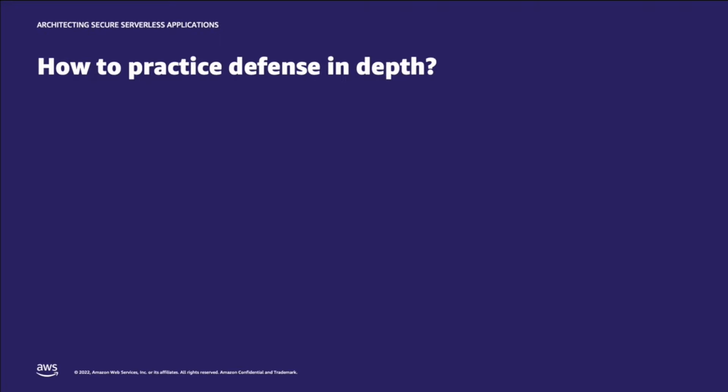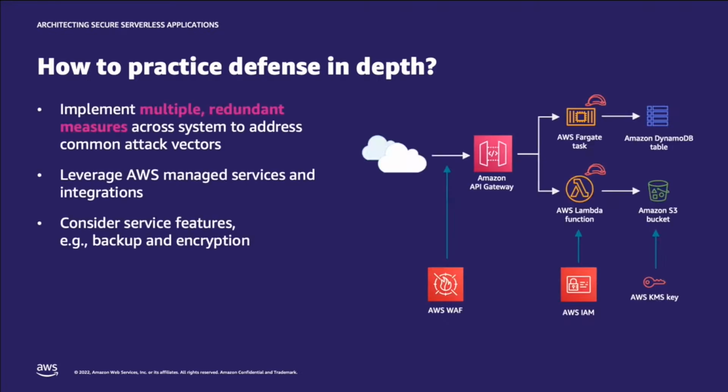For example, with CloudFront, you can leverage web application firewall and things like that, load balancing, and these types of things, right? So these are the things we should have in place when we are designing our application. So implement multiple redundant measures across systems to address common attack vectors as the one I just mentioned. And also never forget to leverage service features like out-of-the-box encryption with S3, DynamoDB, Lambda, and backup as well.